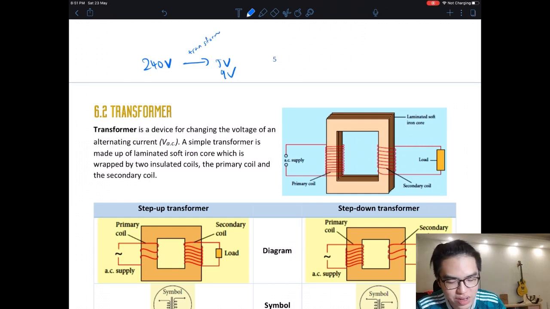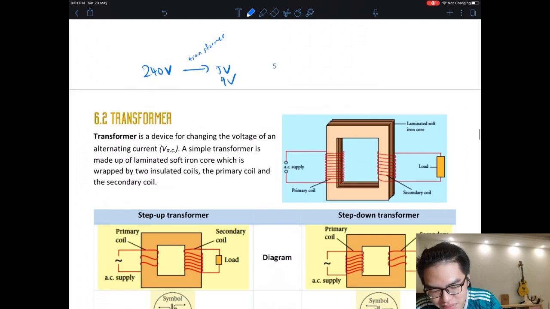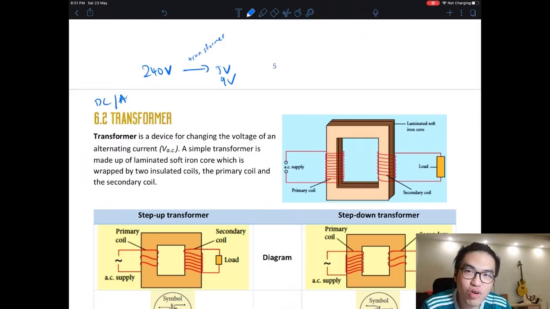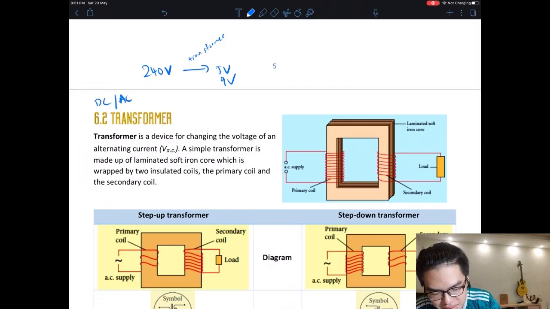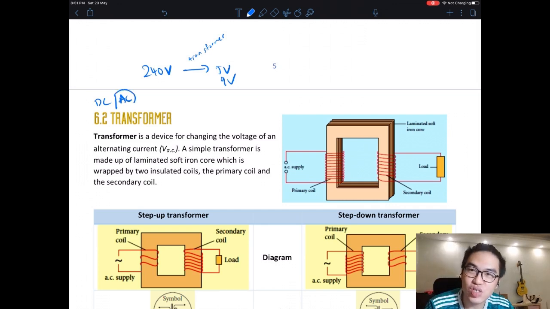Transformer. So just now, remember, we talked about DC and AC. A transformer only works in AC. This is why our wall and the whole country uses AC, because if we use DC, we cannot use a transformer. That's why we use AC.